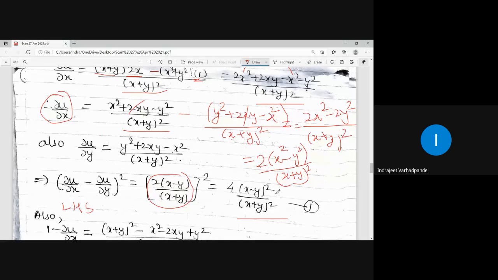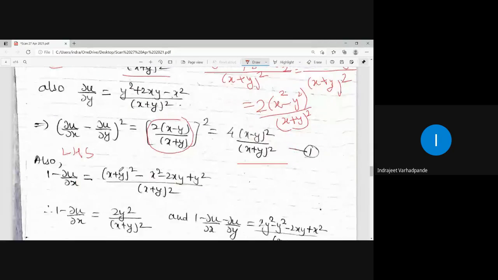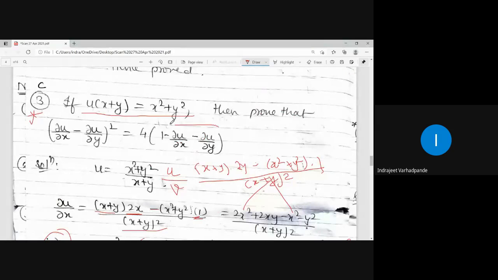Is it over? So one of the terms, that is LHS, I have calculated. It is 4 into x minus y whole square upon x plus y whole square. Call it equation number 1. Now RHS. What are the terms in the RHS expected as?